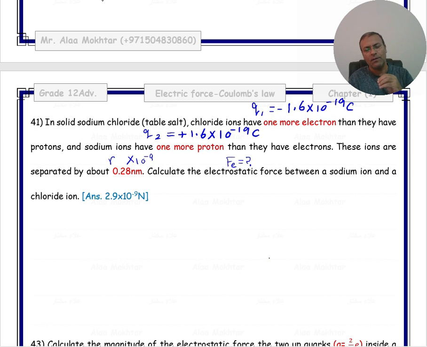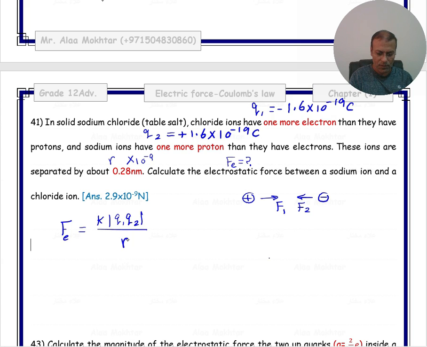Positively charged and negatively charged, the force between these two charges is an attractive force, because one is positive and one is negative. F1 is equal in magnitude to F2 and in the opposite direction because they are unlike charges. Fe equals K multiply absolute Q1 Q2 over distance squared. For the same charges, we can write the formula as K Q squared over R squared.